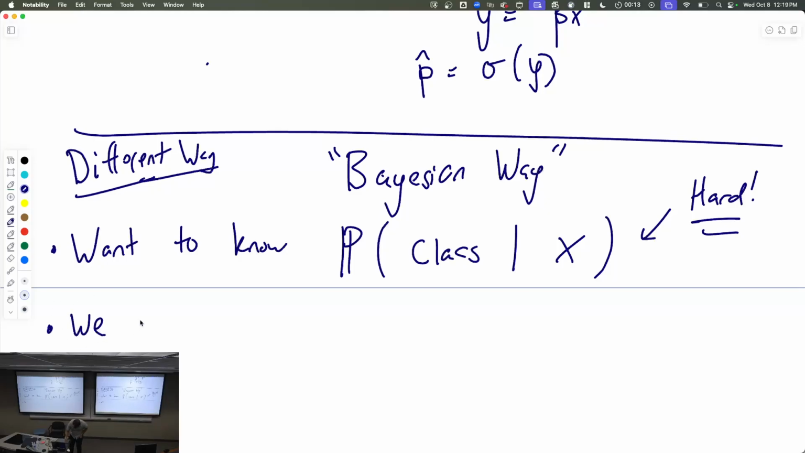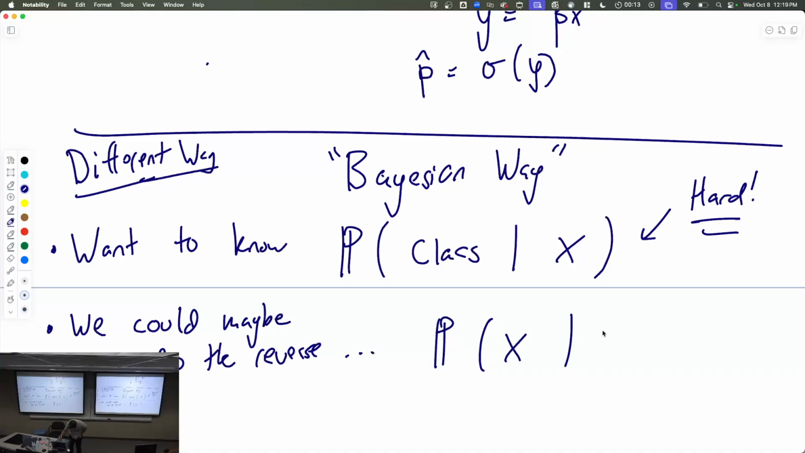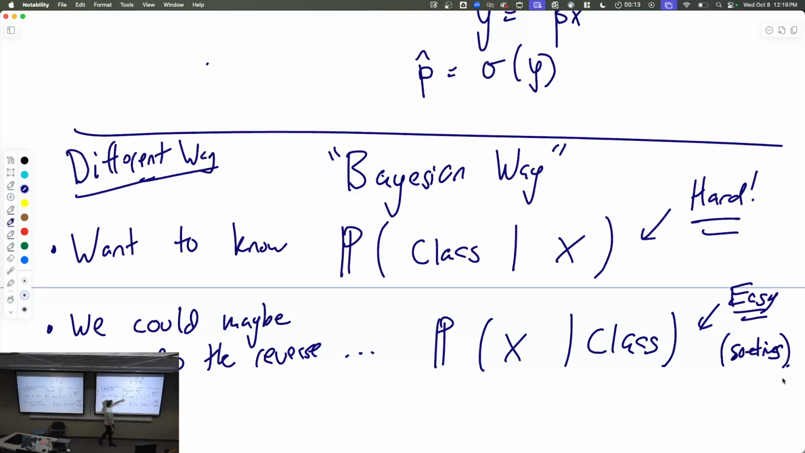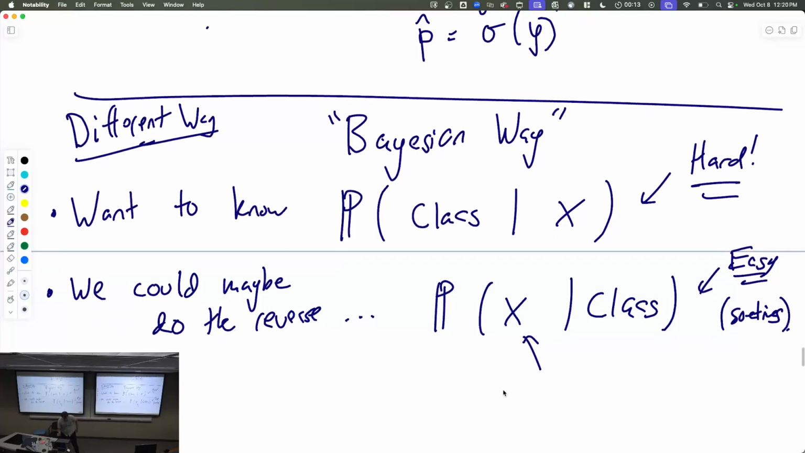We could solve the reverse. We could maybe figure out the reverse, and in the reverse, it's the probability of some observation X given the class. And this is sometimes easy. I'll give you an example of this kind of situation. So in other words, instead of trying to figure out the probability of a class given some observation X, we say, in a given class, what is the probability of observing some given X? It's the reverse thing. And then we do one more trick, which is to use Bayes' theorem to reverse it.